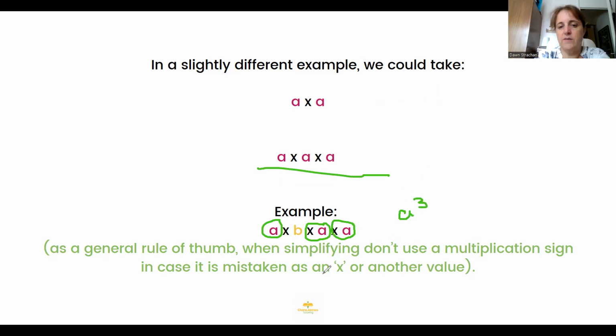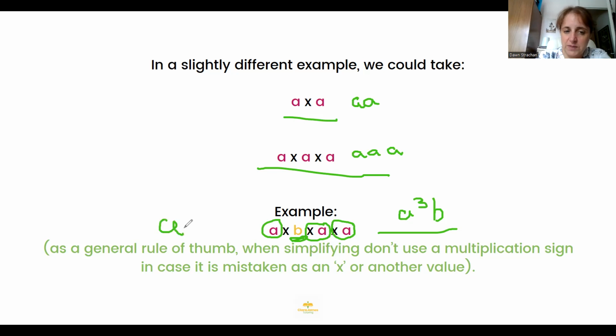I've timesed a by itself 3 times, and then I've also got a b. So I'll pop a b here. As a general rule of thumb, when you're doing algebra, you don't use the multiplication sign because it could be mistaken for another x. So your answer would be written like this: a squared, a cubed, and a cubed b. So you don't generally write the multiplication sign.